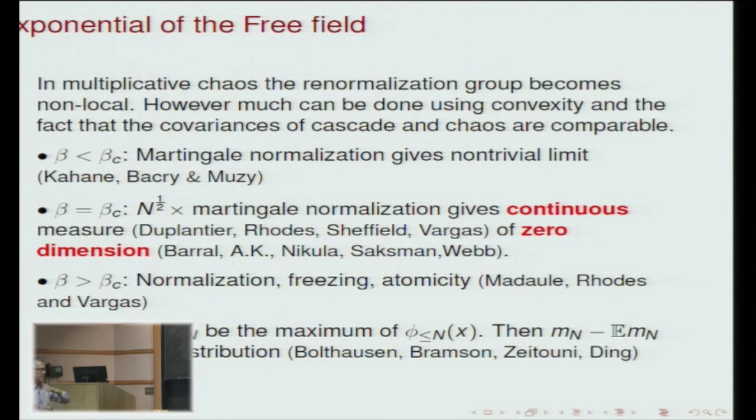there are ways to compare the non-hierarchical case to the hierarchical case by using sort of comparison, convexity inequalities, and one gets more or less the same results. Namely, in the high temperature phase, that's a classical result, apparently also by Gallavotti maybe, but certainly by Kahane and these people, Barral and Mandelbrot. Once you take the critical point, then the hierarchical n to half works also here. This was shown by Duplantier, Rhodes, Sheffield, and Vargas just quite recently.